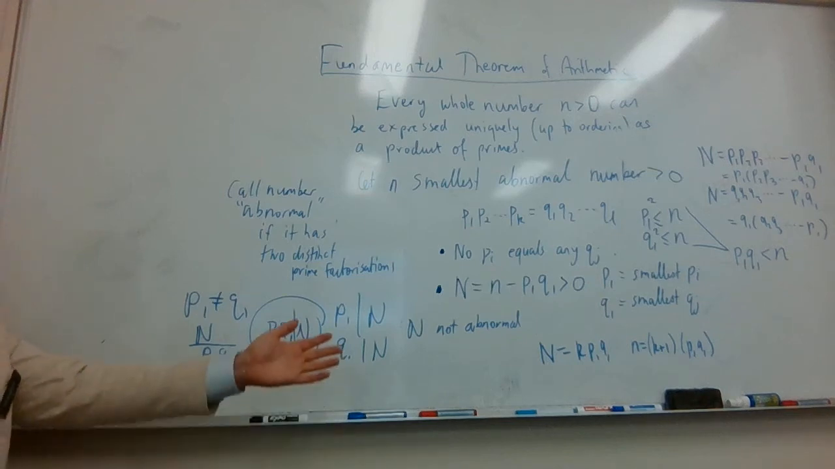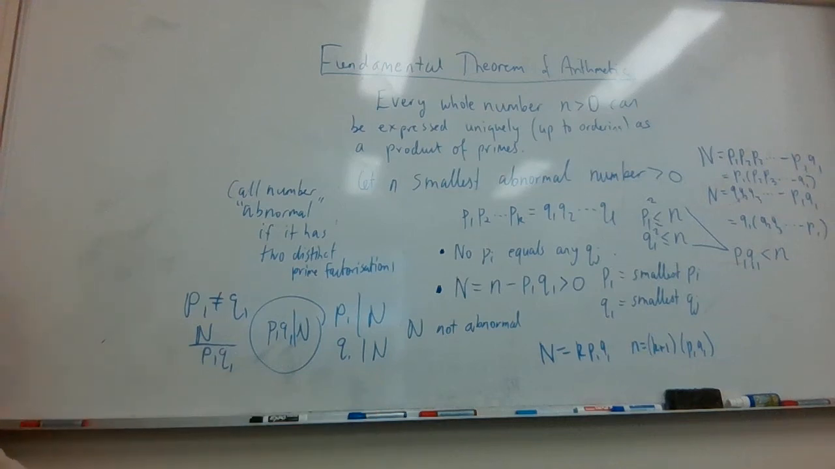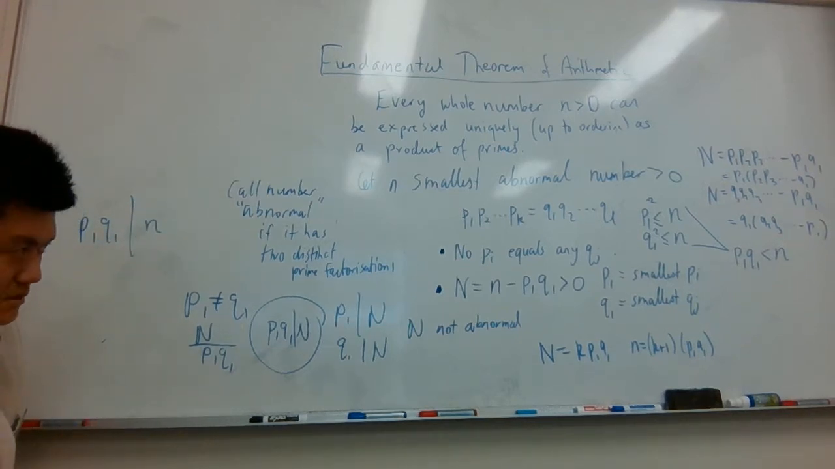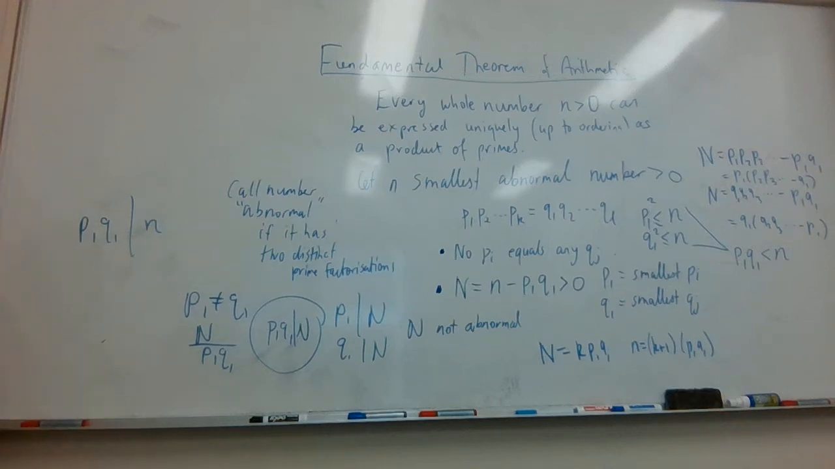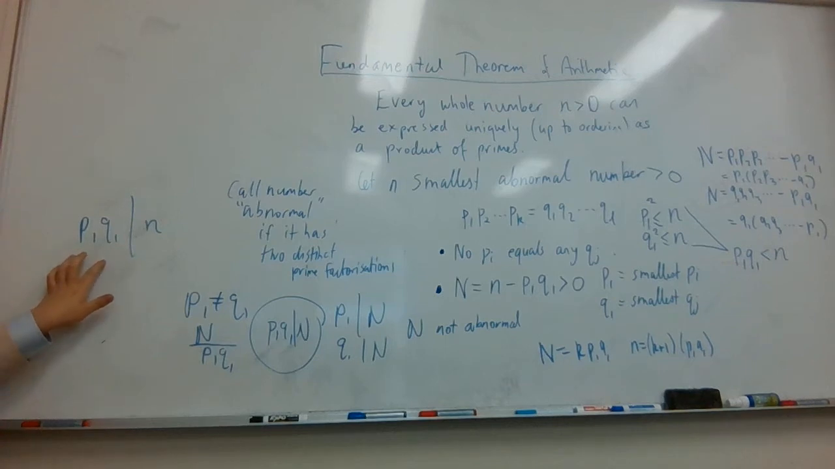Okay, so basically, do you understand what he wrote there? Yeah. So he essentially wrote that P1Q1 divides little n. Okay. Why is it a big deal that little P1Q1 divides little n? Because there are different prime factorizations, which means that there's only one. So if P1Q1 divides n, then they appear in the same prime factorization.